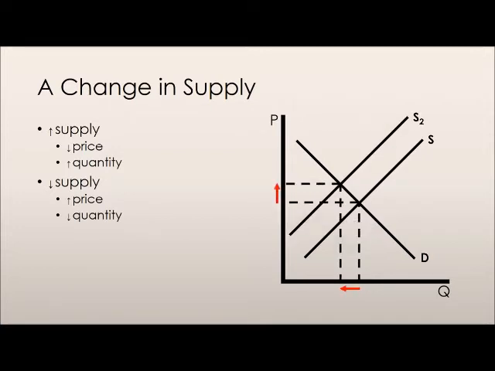A decrease in supply has the exact opposite effects of an increase in supply. The equilibrium price increases and the equilibrium quantity decreases.